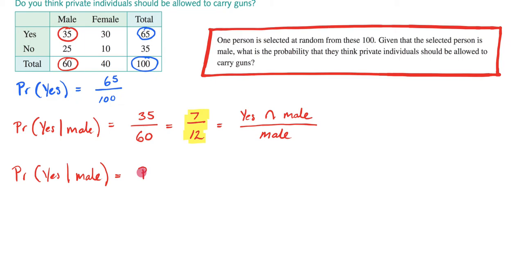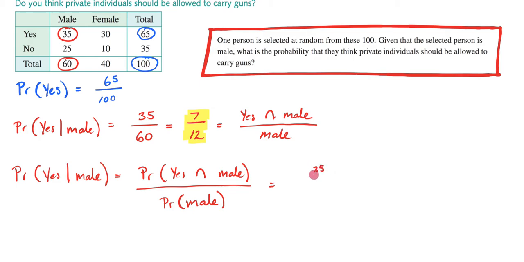We could have found the probability of yes intersection of male over the probability of a male. So what's the probability of the intersection of yes and a male? Well, it's going to be 35 over 100. And what's the probability of getting a male? Well, the probability of getting a male is going to be 60 out of 100.